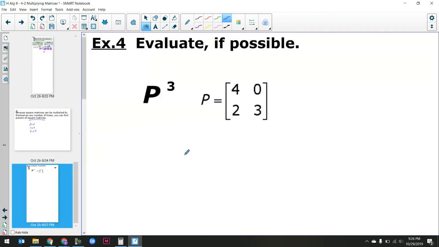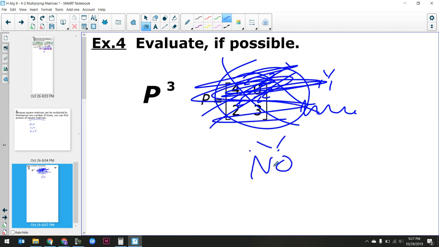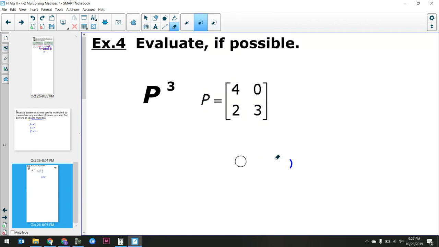Now, I will warn you, way too many people try to do this. Don't do this and distribute that power in. Yeah, don't do that. Okay. So what do we do then? Well, you do matrix products. You basically do this.